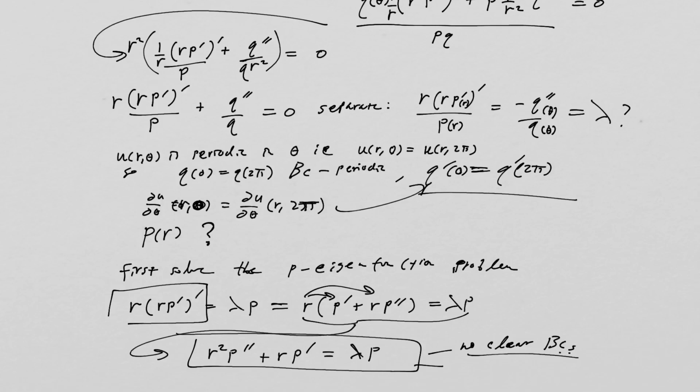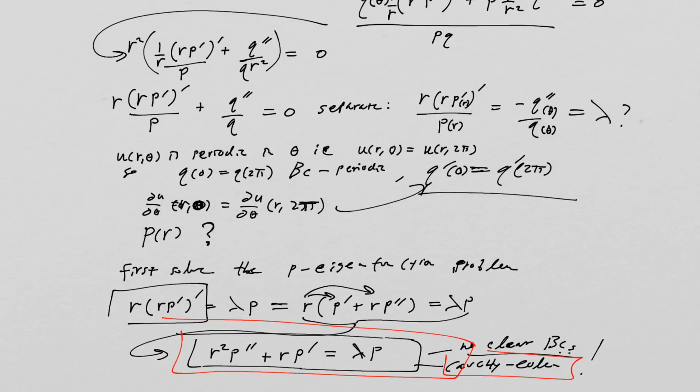But note, this is actually a Cauchy-Euler eigenfunction problem. And you might have seen in the previous video that we highlighted this particular one right here as the Cauchy-Euler. So what I want to do is, let's copy that, bring it over to here. And let's recall now what the solutions to this Cauchy-Euler eigenfunction problem are.